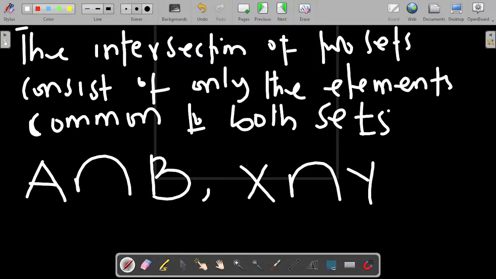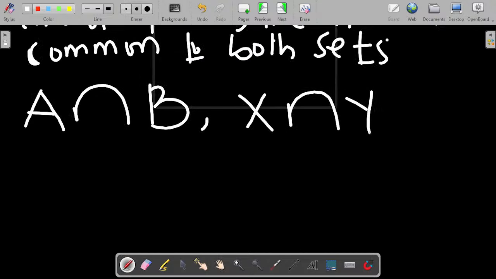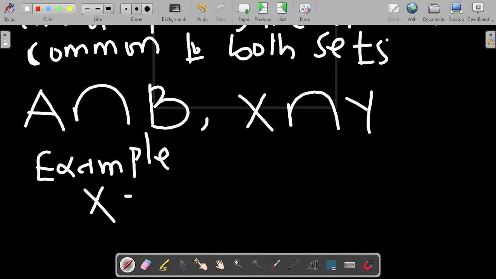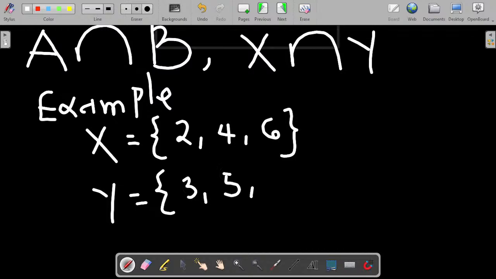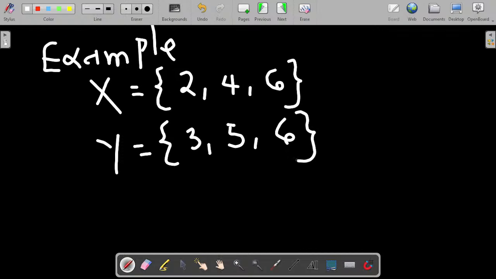What is common to both sets? Yes. So let's take an example, for instance. If you should have set X as 2, 4, and 6, then we now have set Y as 3, 5, and 6. We now ask you to find X intersection Y.